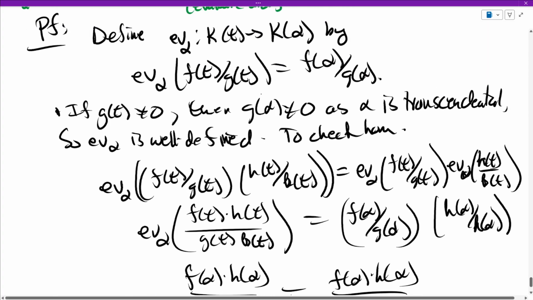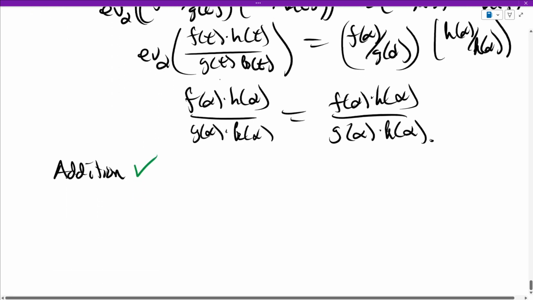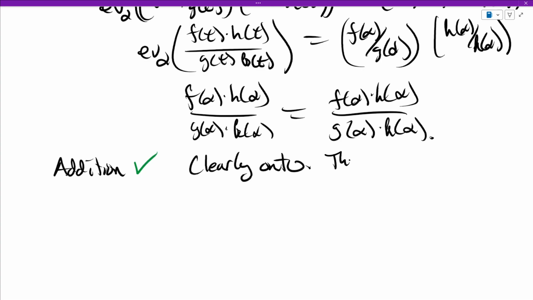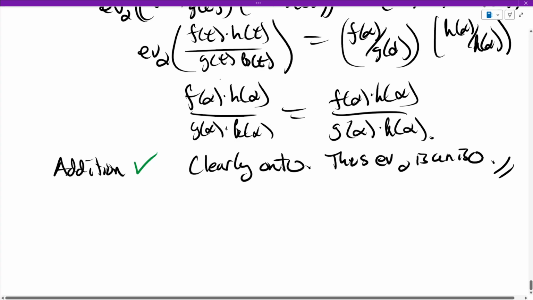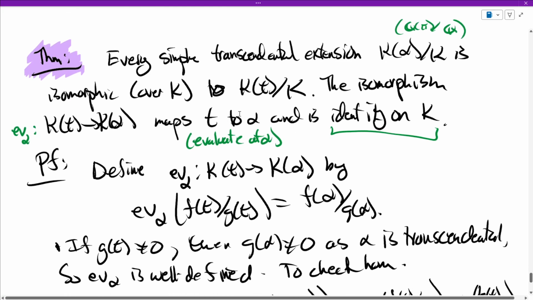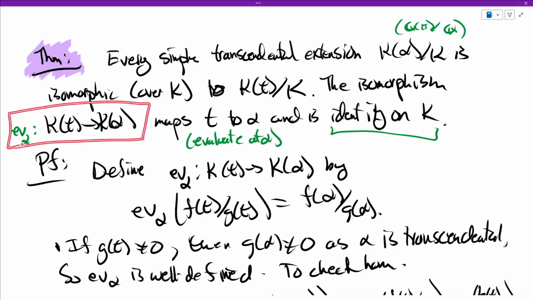Okay. Now, does every rational expression come from plugging in something into a rational function? Certainly it does. So this is also clearly onto as well. Thus, evaluation at alpha is an isomorphism. And so that's the end, right? Not only did we show that all simple transcendental extensions are the same, in quotes, where the same in our class means isomorphic, to the field of rational functions, but we did better. We have an explicit way of relating the two.